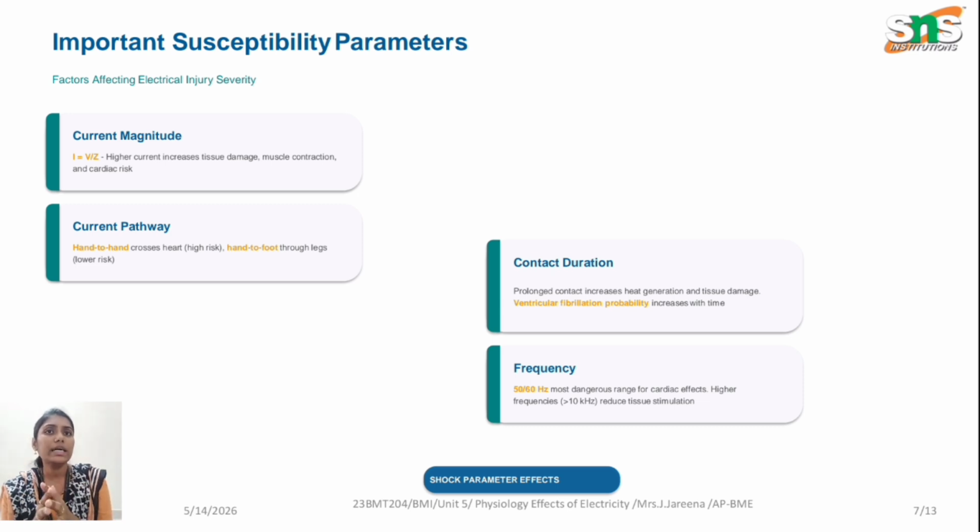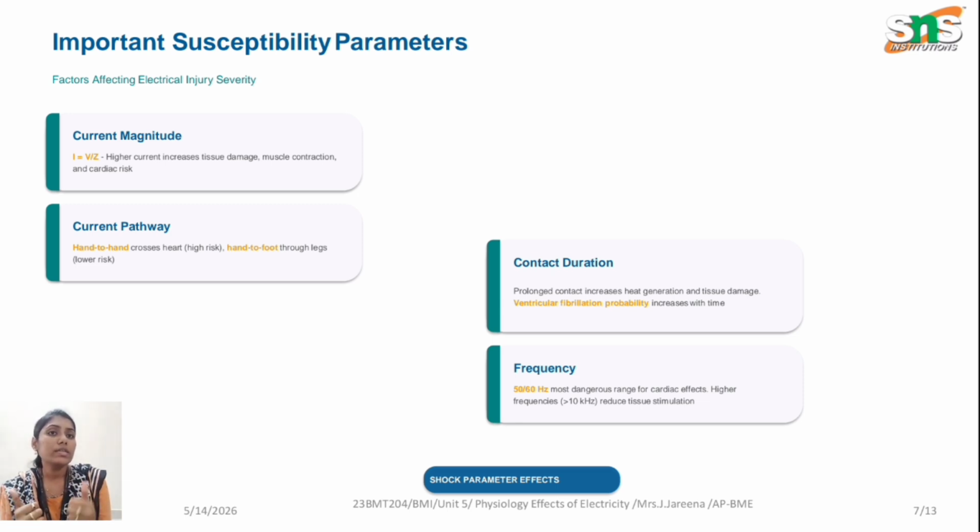What are the other important susceptibility parameters, that is, the factors which influence the severity of electrical injury? One is the current magnitude, the intensity of the current we are passing. Another is the current pathway, which is very important. A pathway from hand to hand is very dangerous compared to foot to foot, because from hand to hand it passes through the heart, which is very dangerous compared to other pathways.